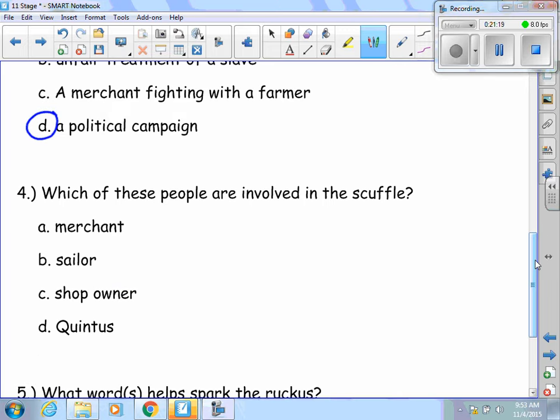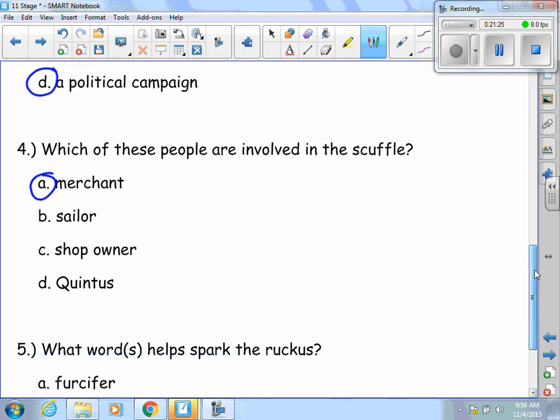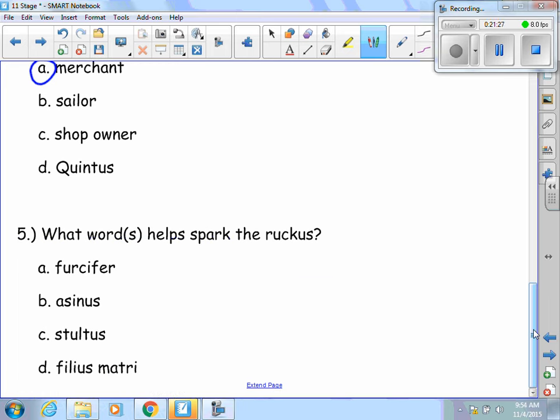And what words help spark the ruckus? What are some of the things that they were saying about each other? Furcifor was not involved in that conversation, nor was Stultus and Filius Matri. Asinus was, along with Codex, was his blockhead. So those are some of the things that the merchants and bakers were calling each other. This is from one of those stories. You need to be aware of the stories. If I were you, I would go back and reread those to make sure that you remember the characters and what they're doing, who they're supporting, what were they doing to help support those candidates, etc. So go back and look at those stories. Good luck on your test.